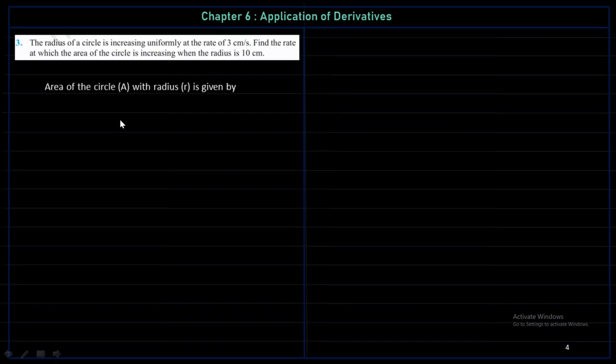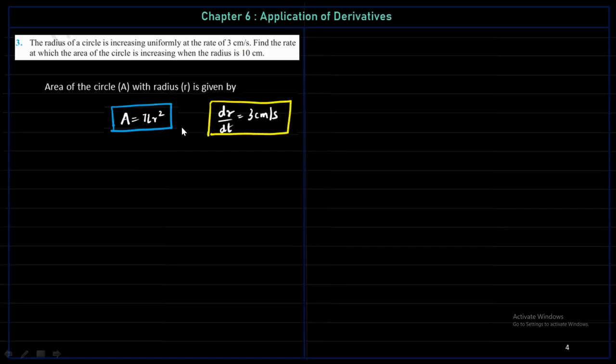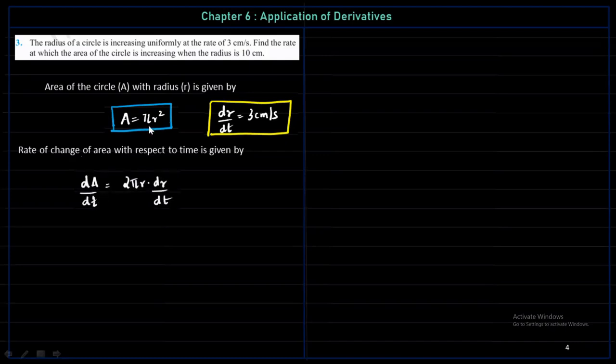So area of circle A with radius r is given by A is equal to pi r squared. Now, dr by dt is what is given to you, right? Now I will find out the rate of change of area with respect to time, not with respect to radius, with respect to time. So I will be getting dA over dt is 2 pi r multiplied by dr over dt. dr over dt is already given to you, right? So you plug in the value over here, you should be getting your answer, and r can be taken as 10, right?